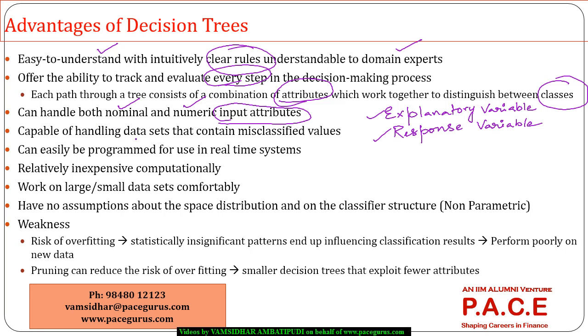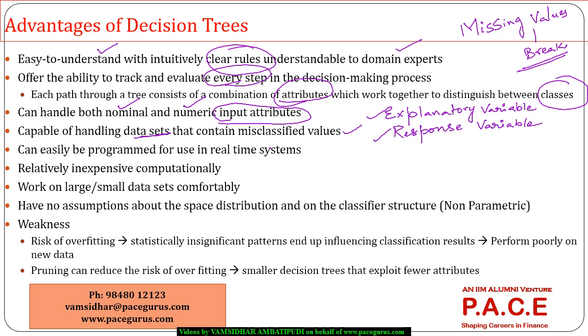They are capable of handling data sets even if they have misclassified values or missing values. See, with some models, if the data has a lot of missing values, the model will simply break. The model will not go forward. Whereas with decision trees, we don't have such problems. Even if there are missing values, the data is very well handled and the model is very well built.